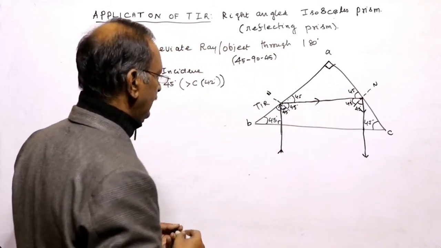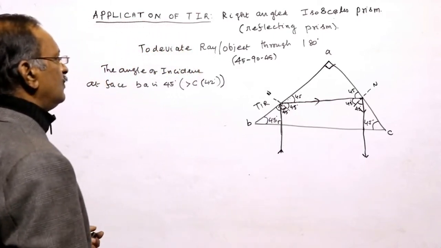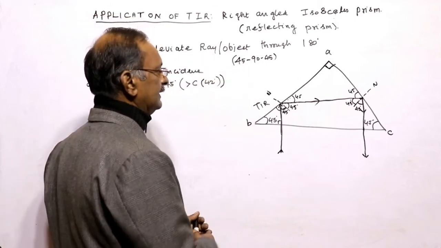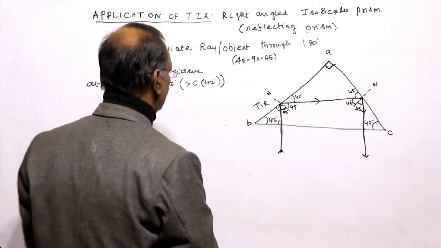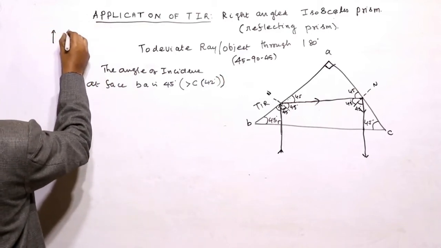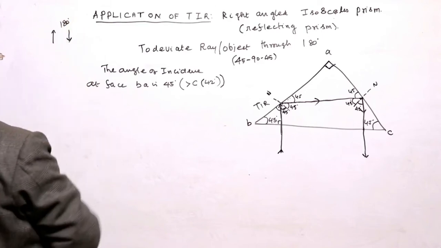This way, a ray which is passed through an isosceles triangle is deviated through 180 degree. The ray is deviated through 180 degree. Since the ray is going this way, it comes up this way. So it is deviated by 180 degree.